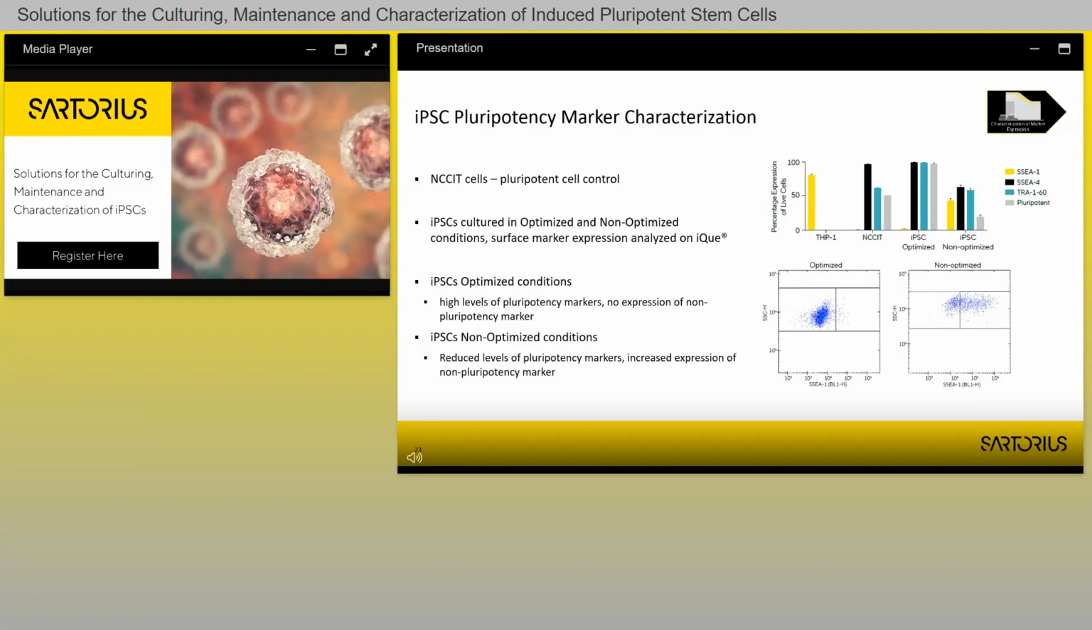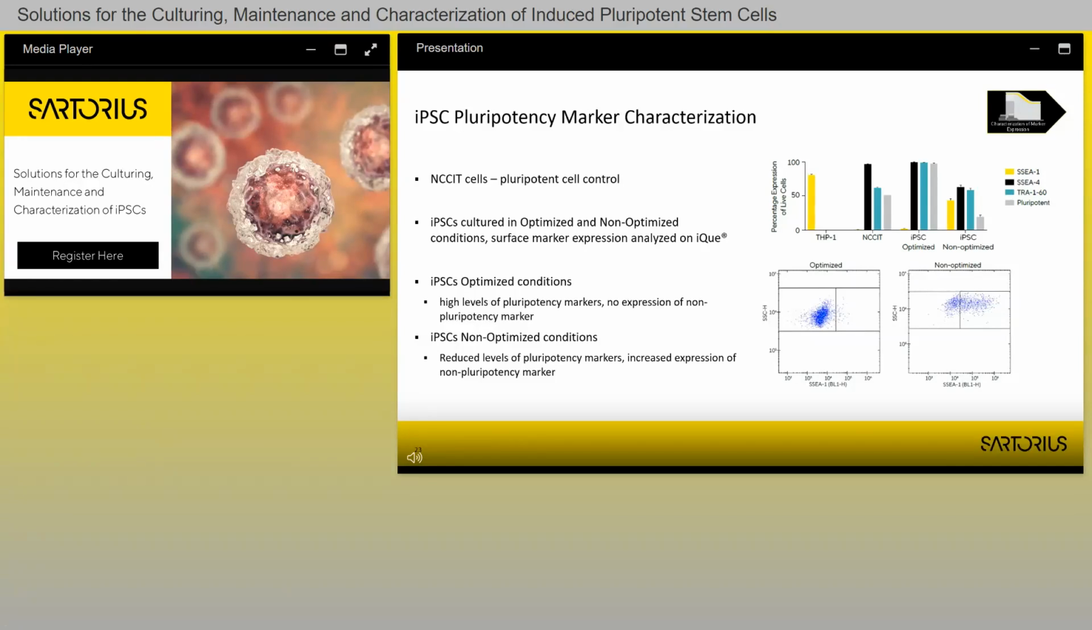If you take a look at the graph at the top on the right hand side of the slide, you can see that our THP1s have high levels of SSEA1, the non-pluripotency marker, and no expression of the pluripotency markers SSEA4 and Tri160. And just to explain the pluripotent portion of the graph, the grey bars are all cells that are SSEA1 negative but double positive for SSEA4 and Tri160. So that's our pluripotency measure for our iPSCs.